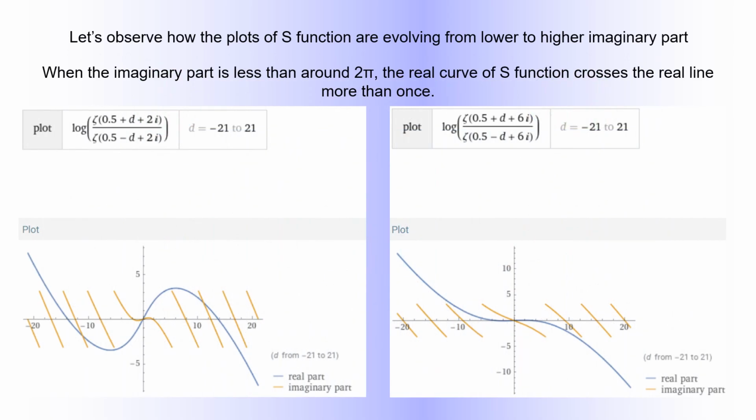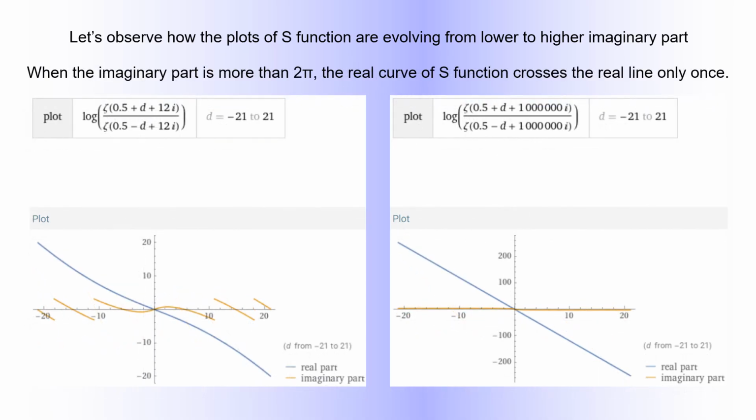Let's observe how the plots of the S function are evolving from lower to higher imaginary part. When the imaginary part is less than around 2 pi, the real curve of the S function crosses the real line more than once. When the imaginary part is more than around 2 pi, the real curve of the S function crosses the real line only once.